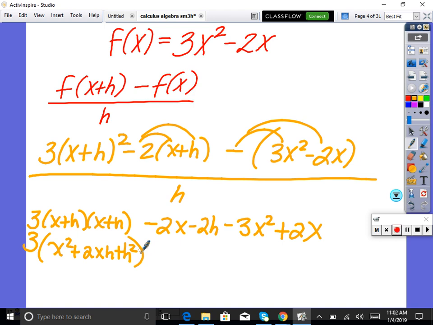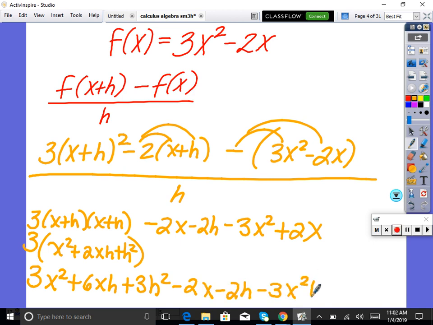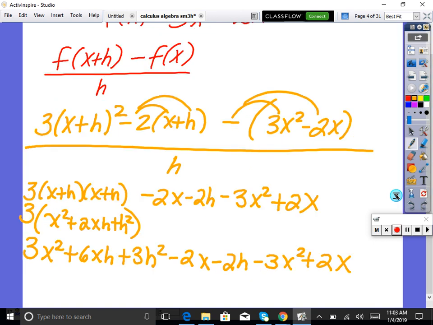Right? Then I'll distribute my 3 in. So I have 3x squared plus 6xh plus 3h squared. Then I still have minus 2x minus 2h minus 3x squared plus 2x. This is just all the numerator. So now combining like terms.